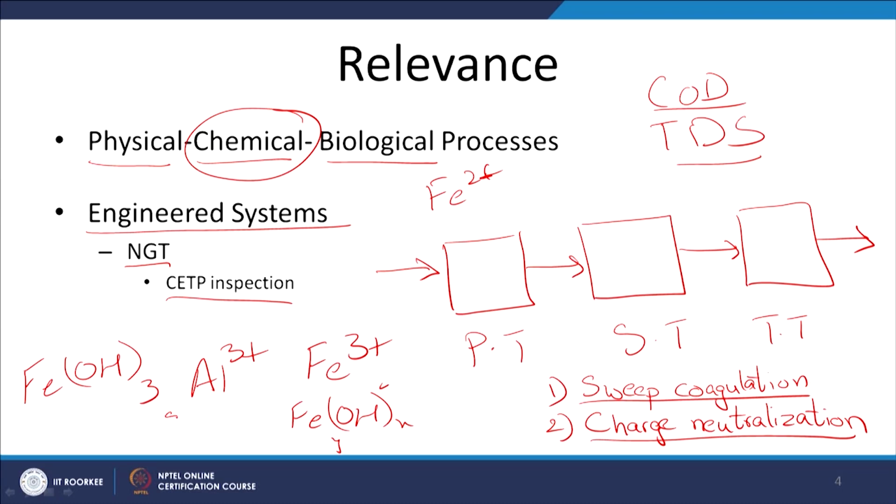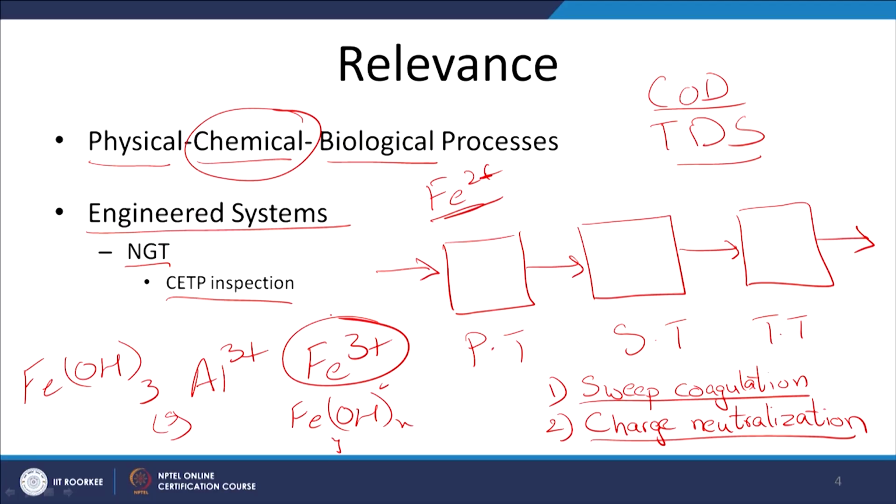And then the other aspect is sweep coagulation, wherein the ferric hydroxide solid can precipitate out, especially if you add ferric in relatively higher concentrations. But what is happening with Fe2+, and why is it a very poor substitute for Fe3+? Fe2+ forms little to no aqueous complexes. For charge neutralization you need to look at complexes. At most pH, ferrous does not form complexes.